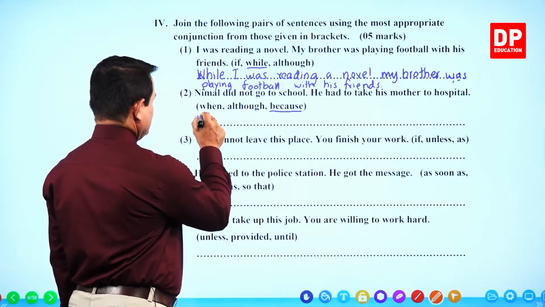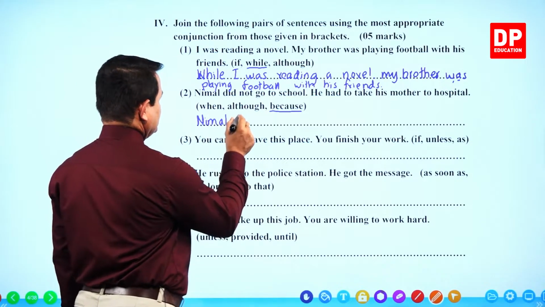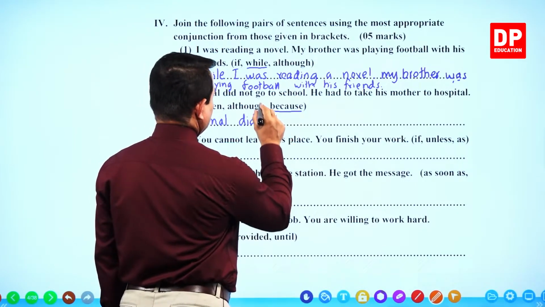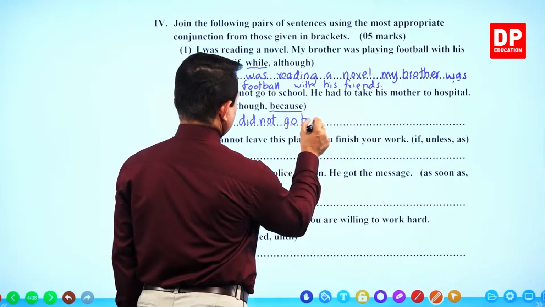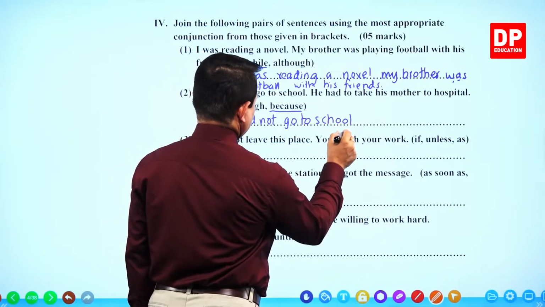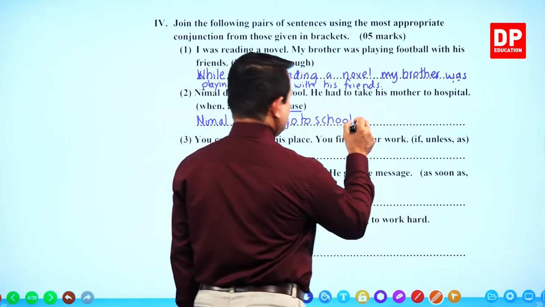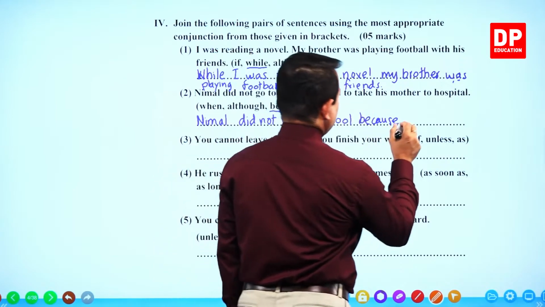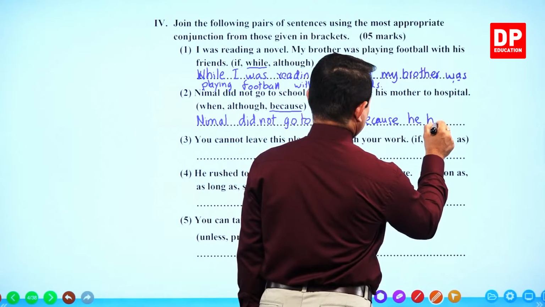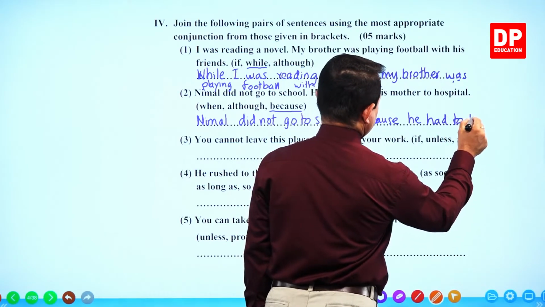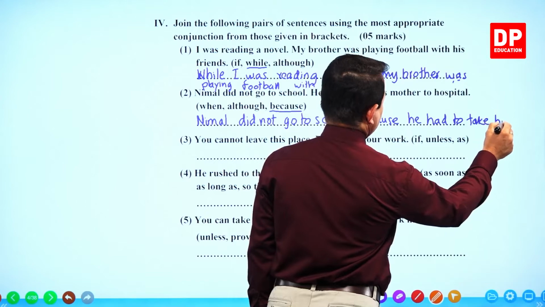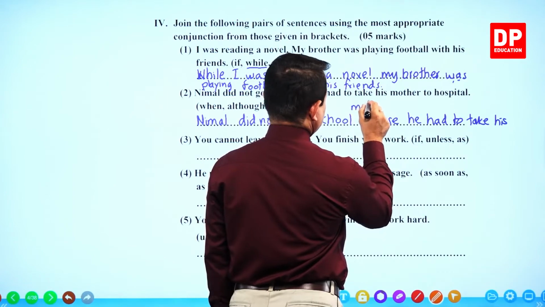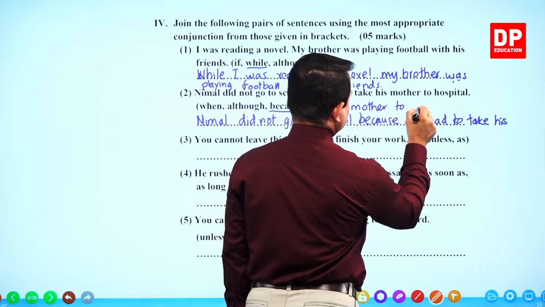Nimal did not go to school. Go to school හේතුව. දැන් කියනවා because he had to take his mother to hospital.